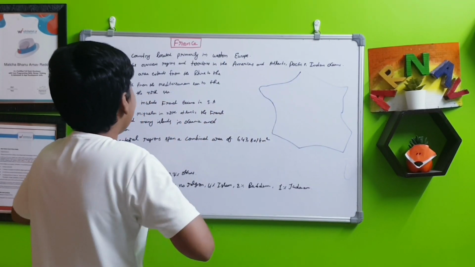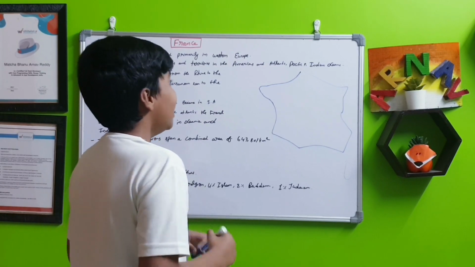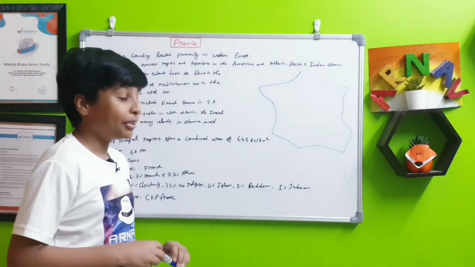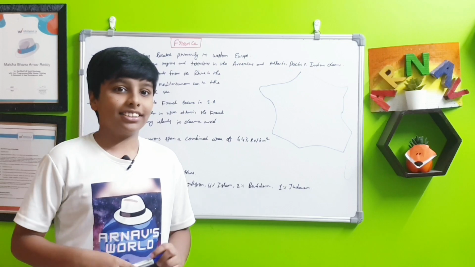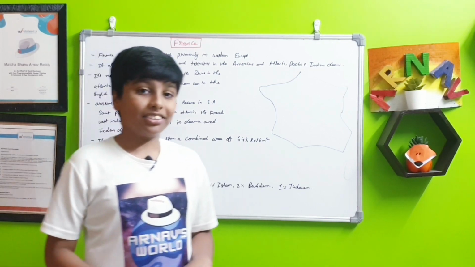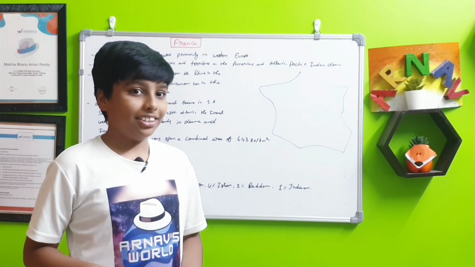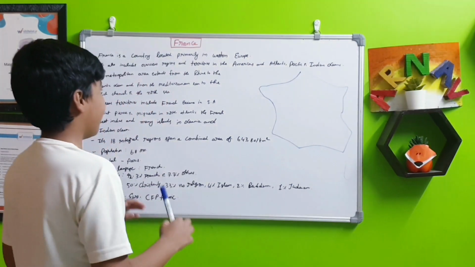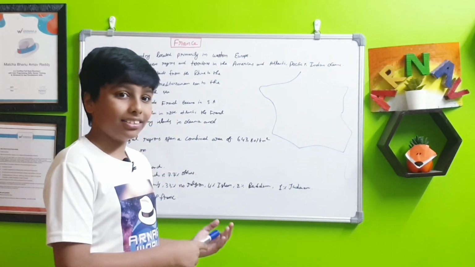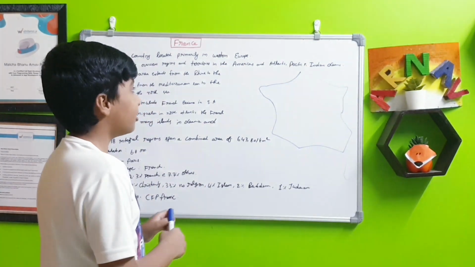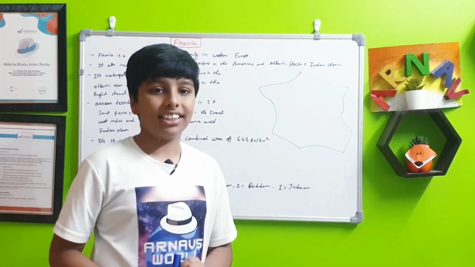It also includes overseas regions and territories in the Americas and in the Atlantic, Pacific and Indian Oceans. There are many territories, so we will discuss them in part 2 of France. In that video, we're going to discuss other things about France, like the overseas territories and all of those remaining things.